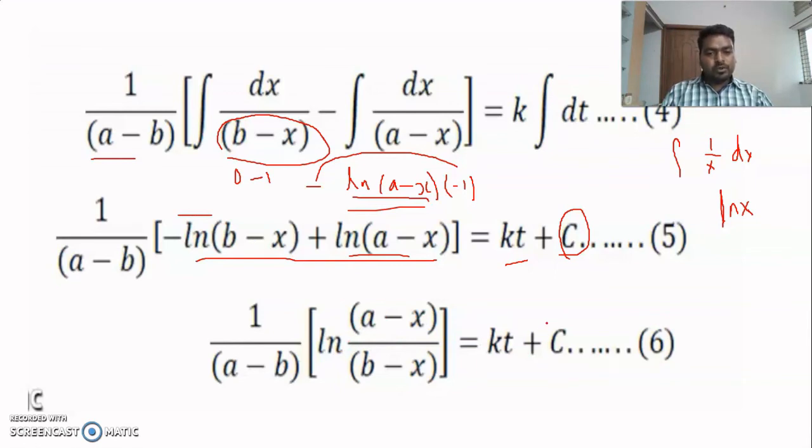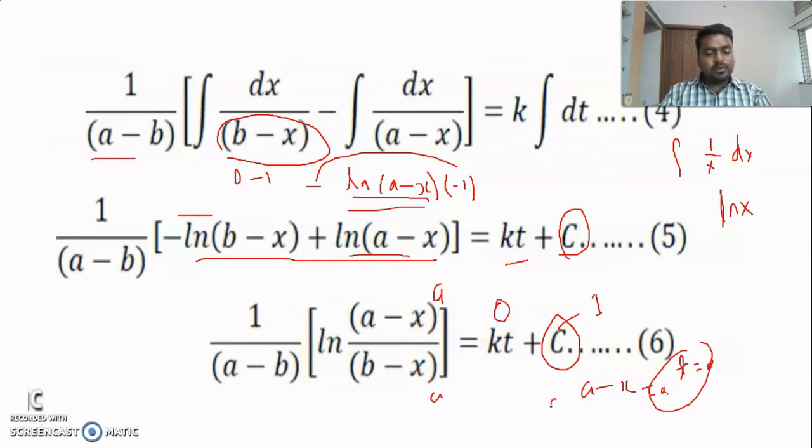Dear student, in order to find the complete solution for this, we have to identify the value of the integral constant, that is c. It can be calculated by taking the initial concentration. At initial concentration, a minus x becomes what? At initial concentration, t is equal to 0 and a minus x is equal to a. Then apply these two values in equation 6. What happened? 1 divided by a minus b into ln of a minus x is equal to a and b minus x is equal to b, into k into t. So k into 0 becomes 0.